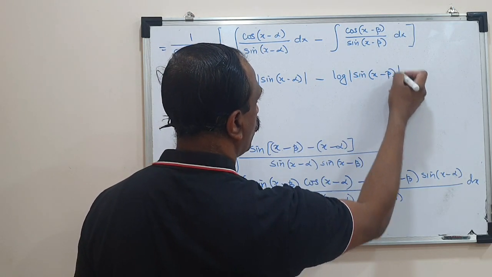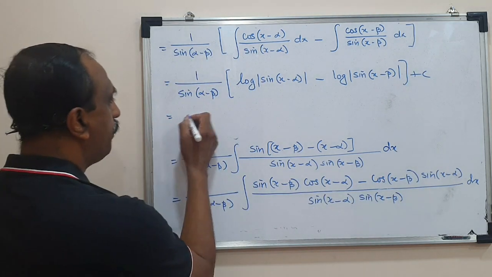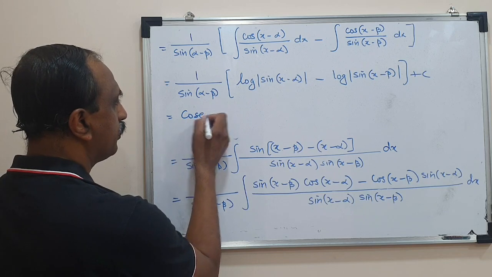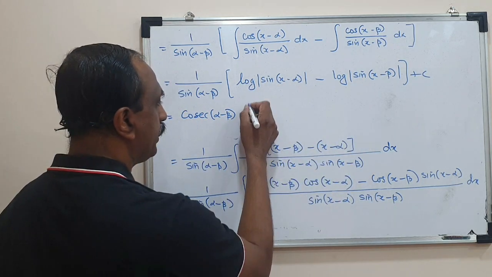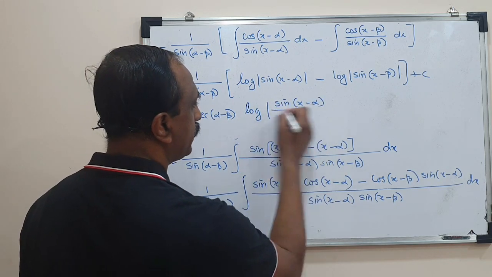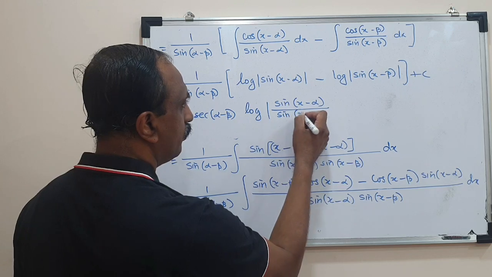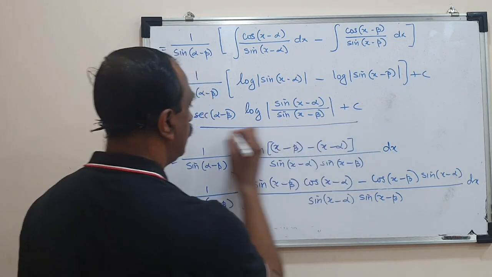Even if you make it into cot, the answer would remain the same. One extra step will be adding. And you can combine them. 1 upon sine is cosec. And you can combine log m minus log n, so log m upon n. So this way you can combine both and write it as a single answer. This is the way we can get the answer for this.